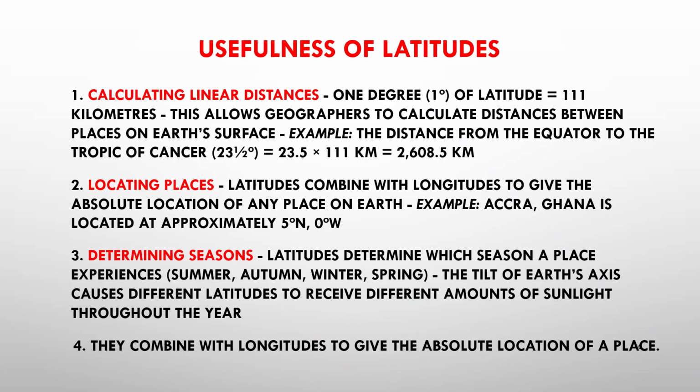Okay. Then number 4, they combine with longitudes for absolute location. This seems to be like the second point. We have already mentioned this, but it is worth emphasizing. Latitudes combine with longitudes to give the absolute location of a place. This is fundamental to geography and navigation. Without this coordinate system, we would have no precise way to locate places on Earth.